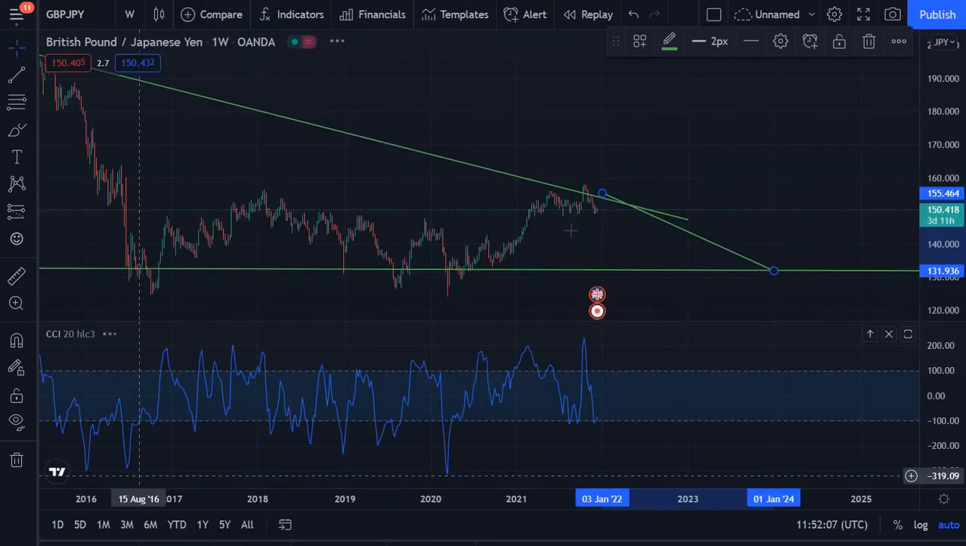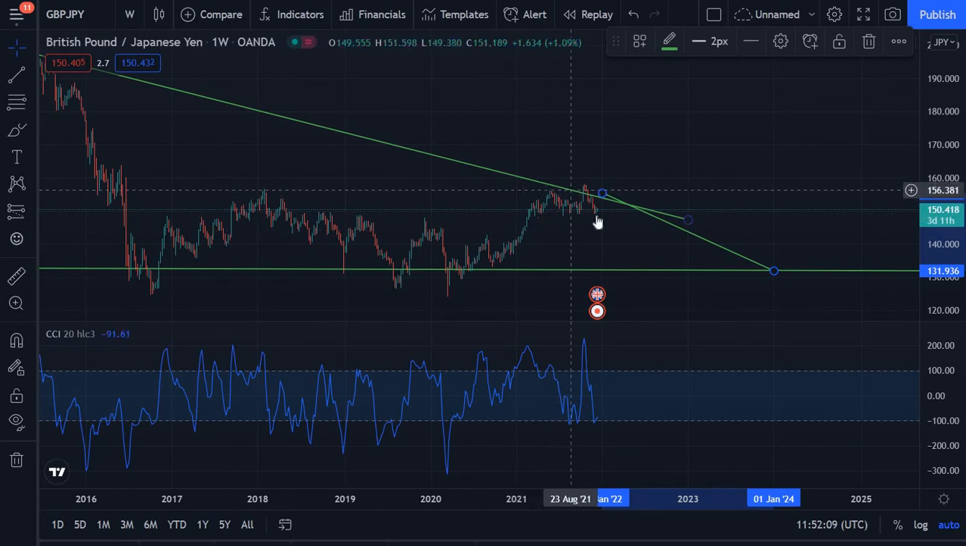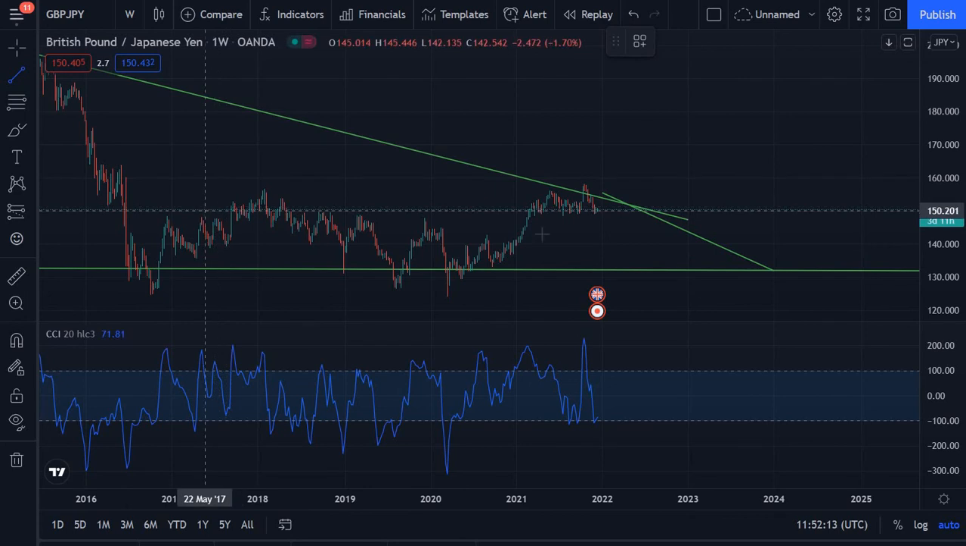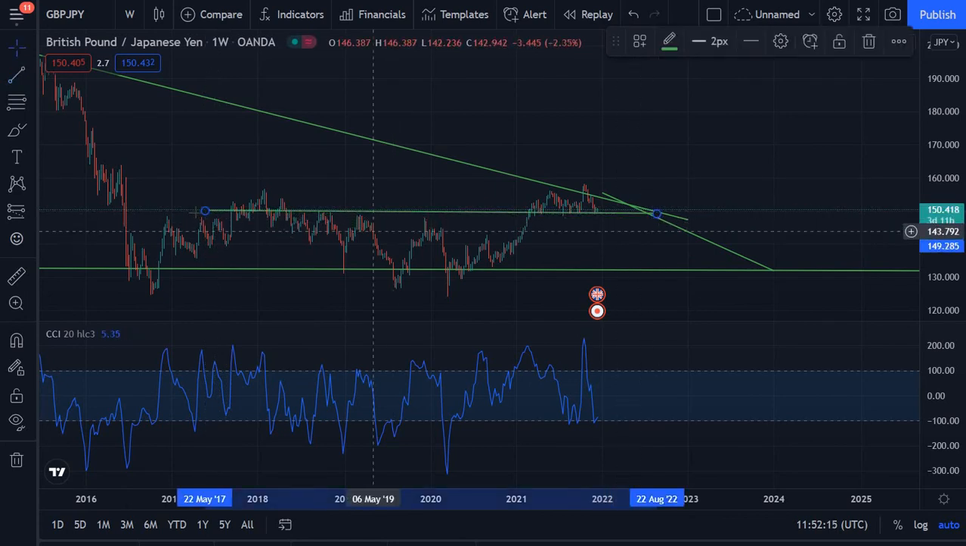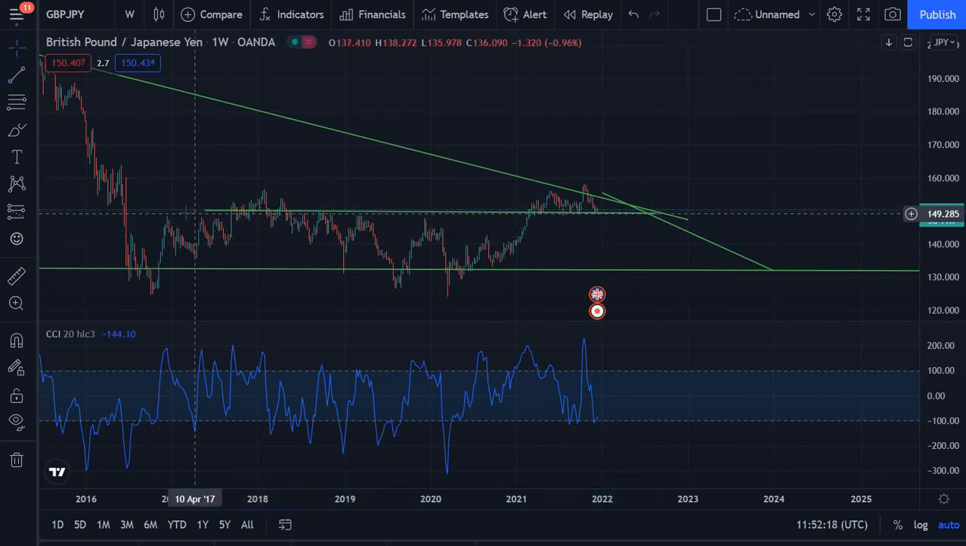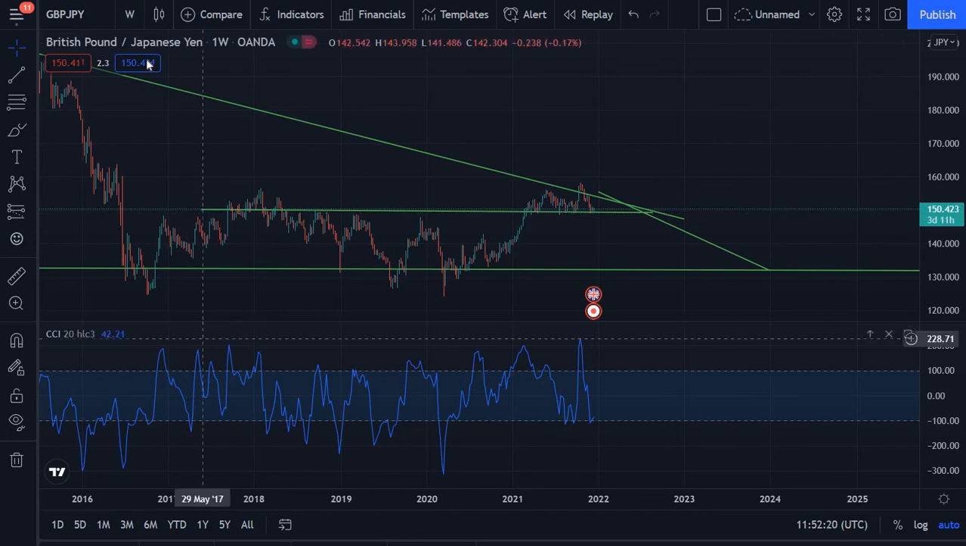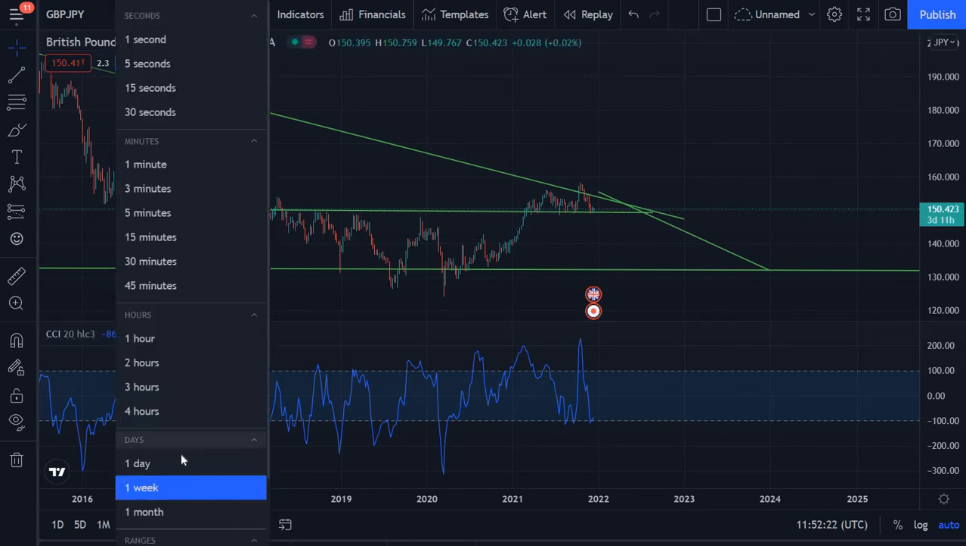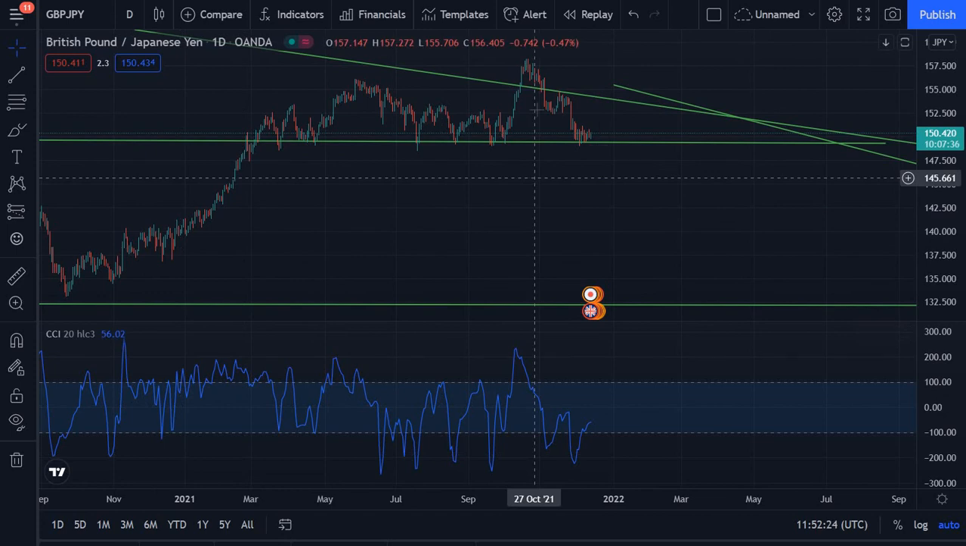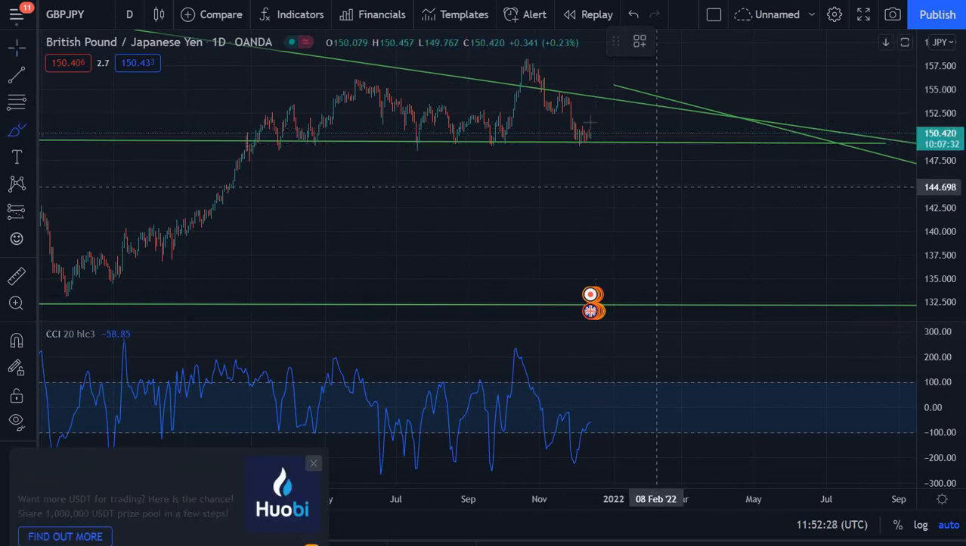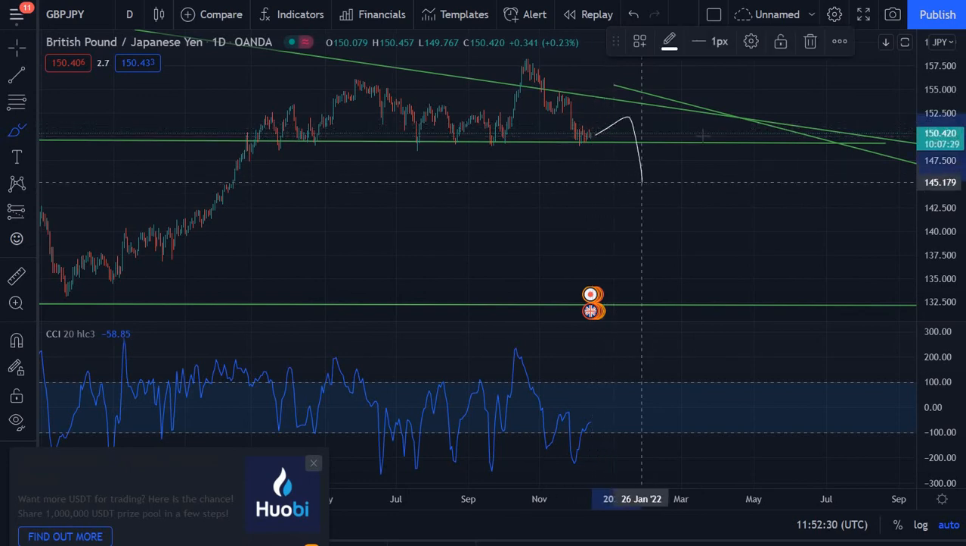Let's check the weekly. It is still holding this kind of previous resistance area that we are now retesting as a support area. But I would definitely look here for shorts, maybe a break to the downside, retest and then go lower.